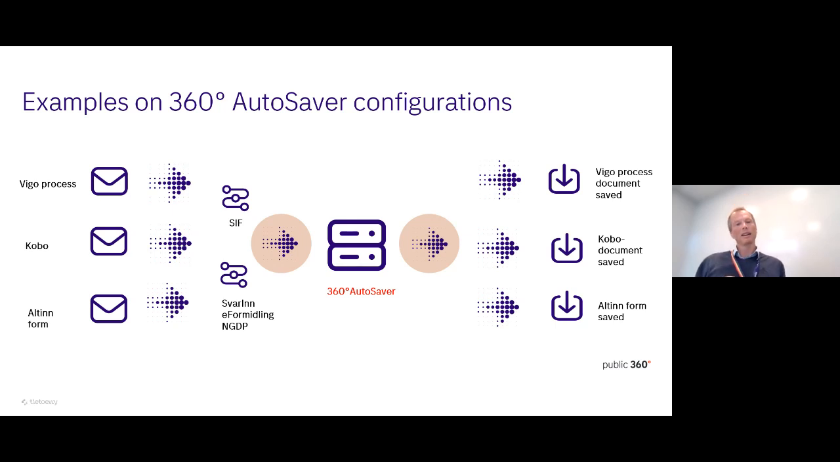I want you to think about, when you look at this demo, not only the Vigo process, but think about if you have a similar process that you want to get archived from different expert systems that you have, that you want to send very easily into the unregistered list of Public 360, and then the 360 Autosaver will archive it automatically for you. So here's a little film on how the 360 Autosaver works.